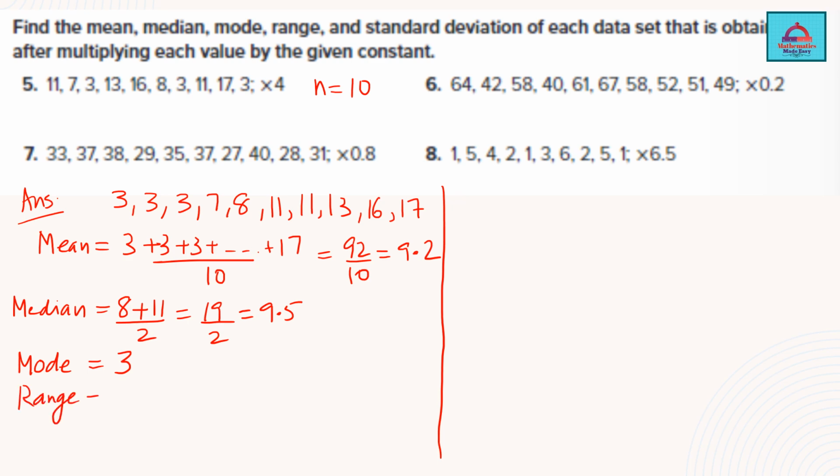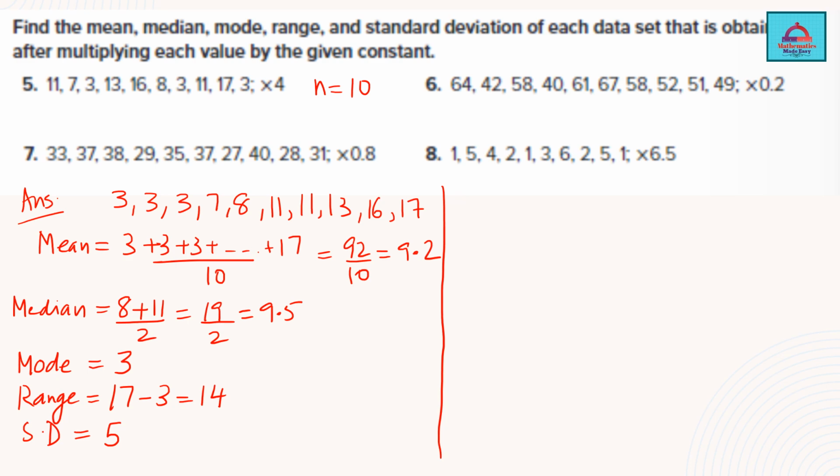Then we go on to range. Range is maximum minus minimum. The maximum value is 17, the minimum is 3, so subtract to get 14. And standard deviation, last thing, which you will solve using the formula, and it will come out to be 5. Now these are the mean, median, mode, range and standard deviation of the given set.